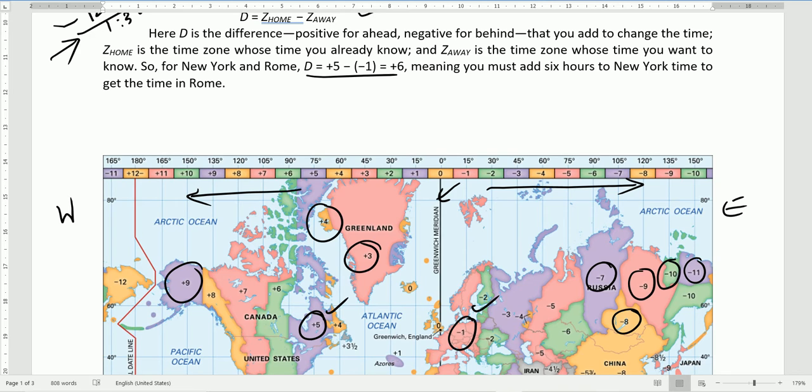So we have got this: here 8:30 plus 6, 8:30 plus 6, that is 8 plus 6 is 14.